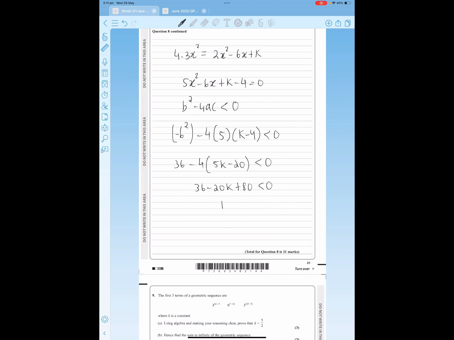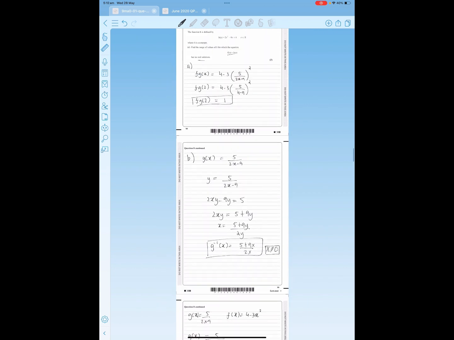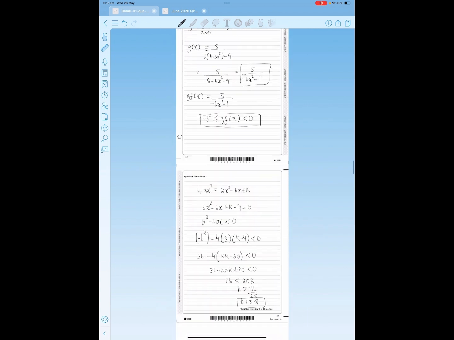So 116 is less than 20k. And k is greater than 116 over 20. What does that equal? I'm just going to write it as a decimal. k is greater than 5.8. And that's the answer for part D.